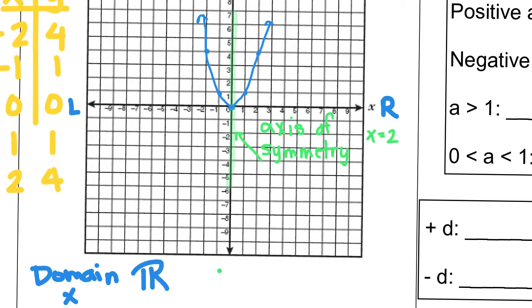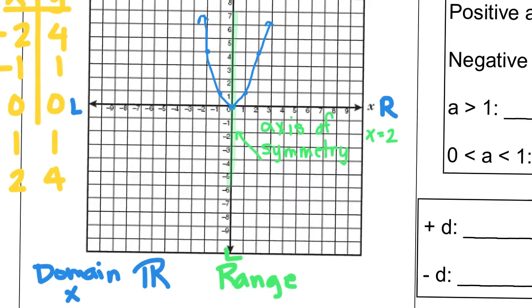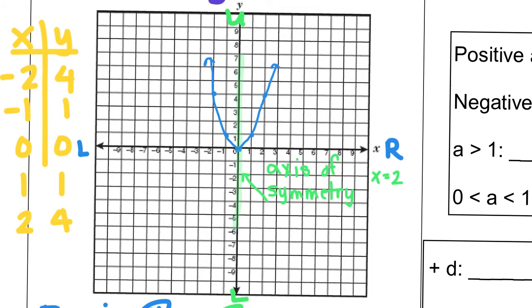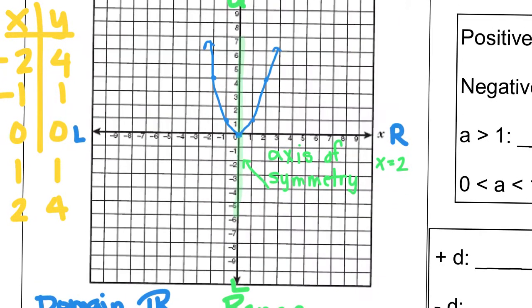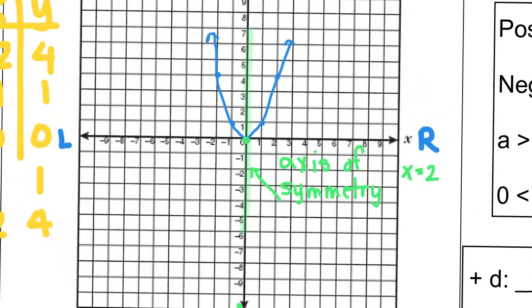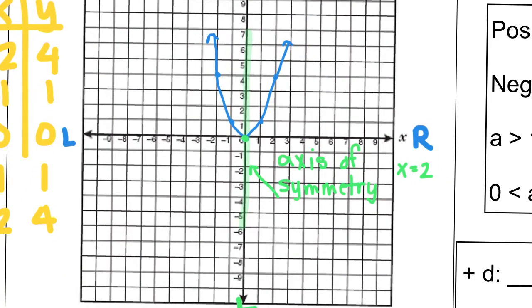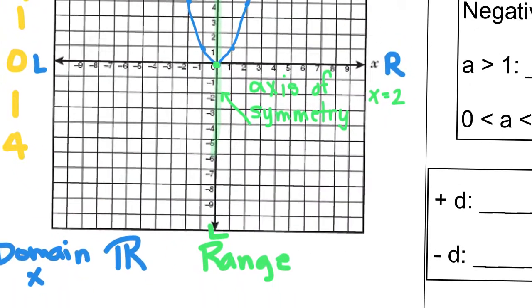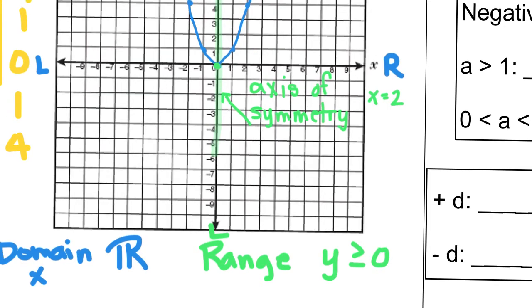For the range, we have a different scenario. For the range, we're going from the lower bound to the upper bound. So we can see the lowest point is the vertex right here. And the uppermost point is infinite. So that means y would be greater than or equal to 0 for the range of this function.